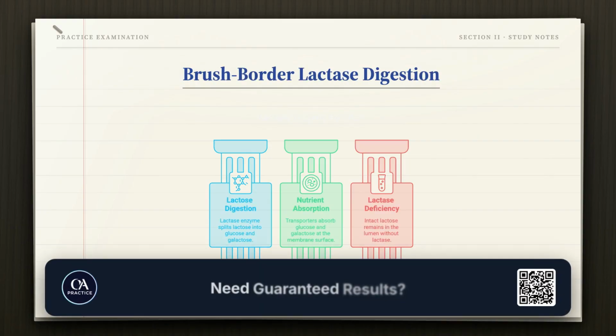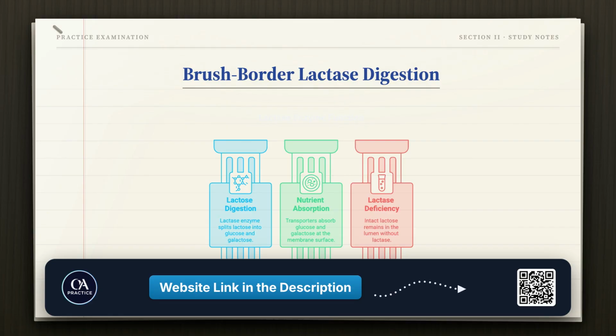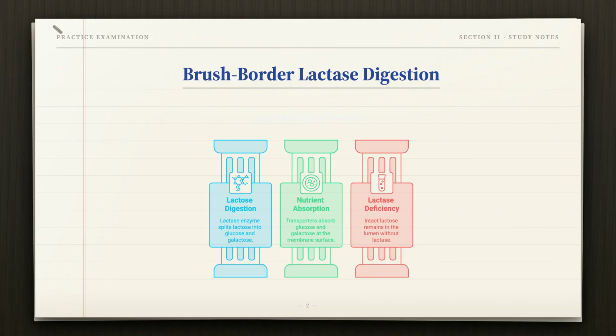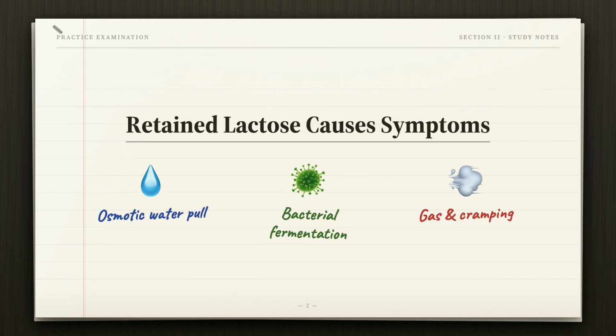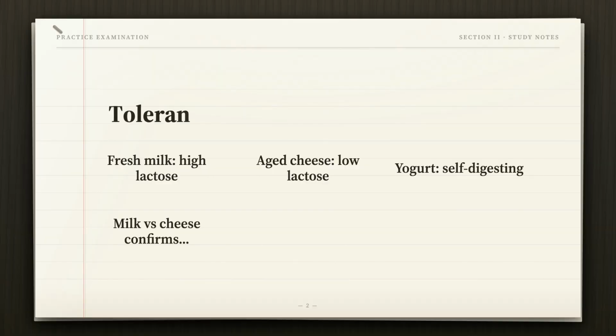Lactase sits anchored in the brush border membrane, splitting the disaccharide lactose into glucose and galactose right at the point of absorption. Without the enzyme, intact lactose stays trapped in the lumen instead of being absorbed. Unabsorbed lactose is osmotically active, pulling water into the lumen and causing watery diarrhea. It then reaches the colon, where bacteria ferment it into gas and short-chain fatty acids, producing bloating, flatulence, and cramping, all without any inflammation or gut damage.